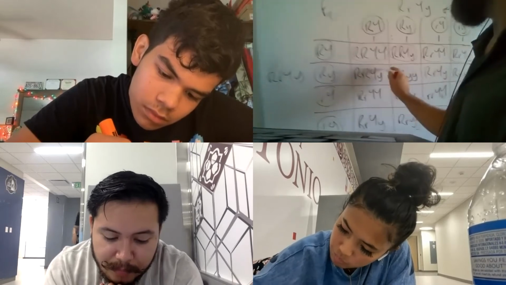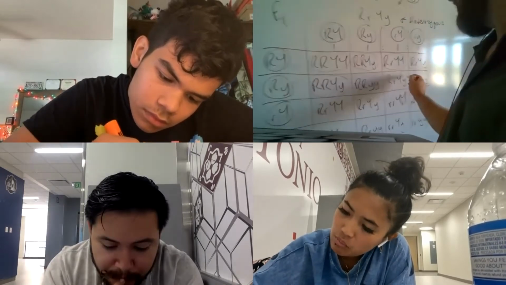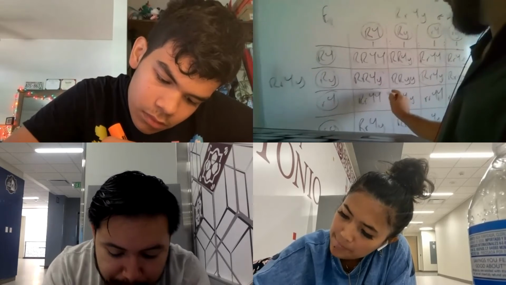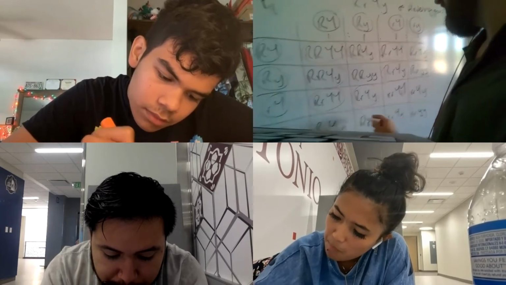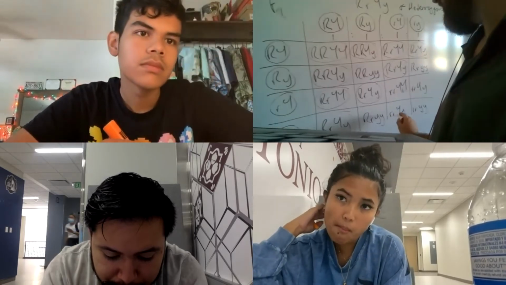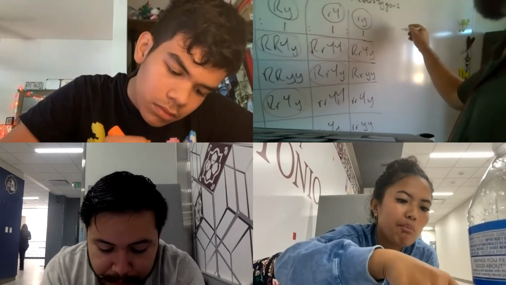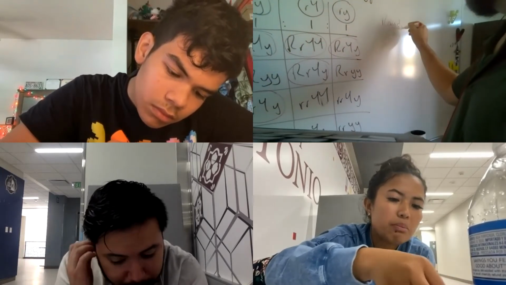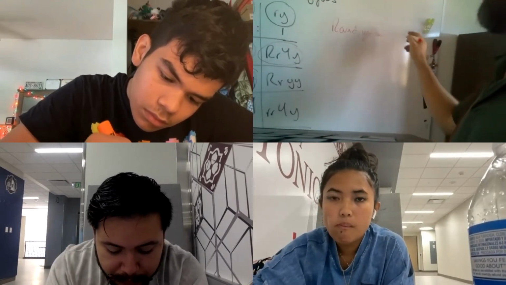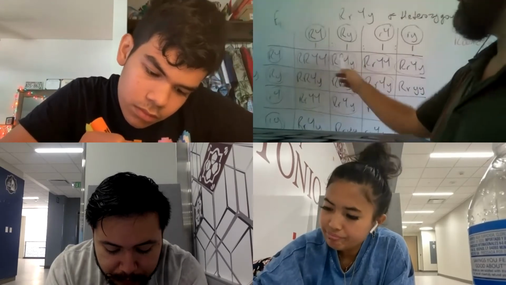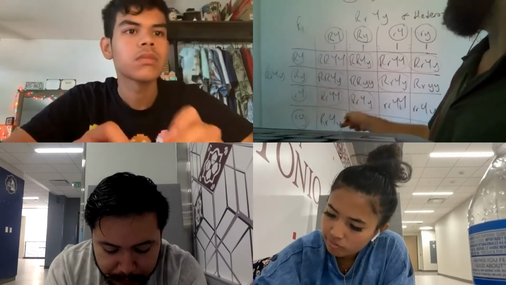So you just go through, you can circle them if you want. You just count them and read off the phenotypes. So all of those are dominant. If we were to write out the phenotypes here, you should get 1, 2, 3, 4, 5, 6, 7, 8, 9.